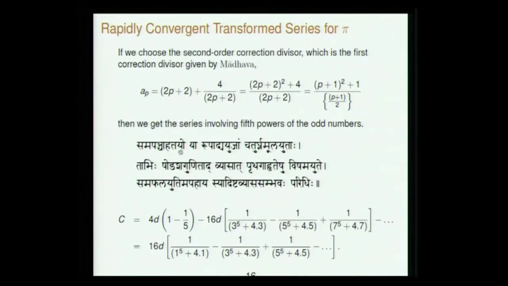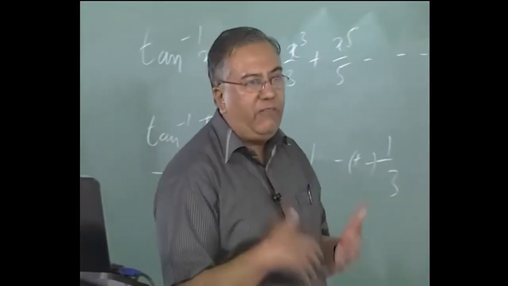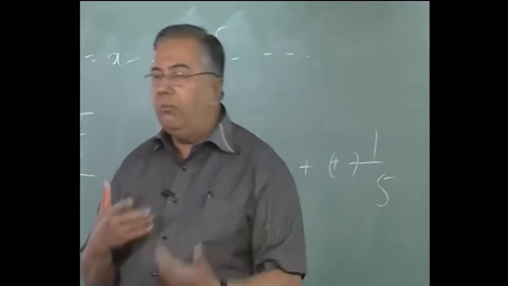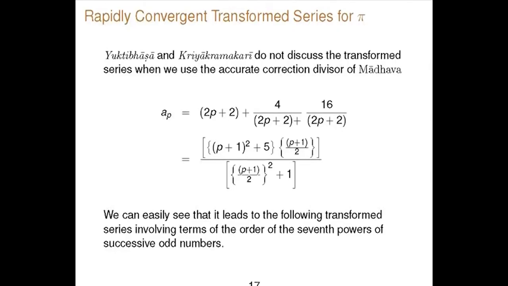Sama panchahatayo ya rupadi ayujam chaturghna mula yutaha. So same thing, fifth power minus 4 times the root. And these terms, tabhihi shodasha gunitat vyasat prutagahrateshu vishamayute samaphala yutim apahaya syat ishta vyasa sambhavah paridhihi. For the given diameter, this will be the circumference. So this goes like fifth power of odd numbers, so much better convergent than the previous one.